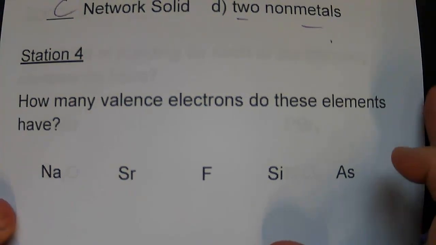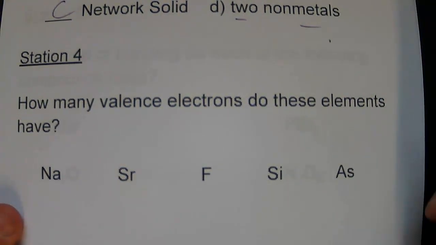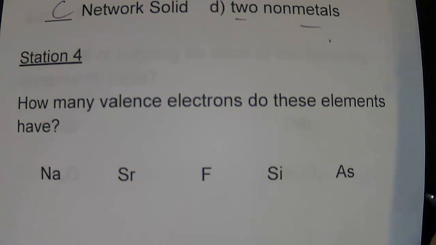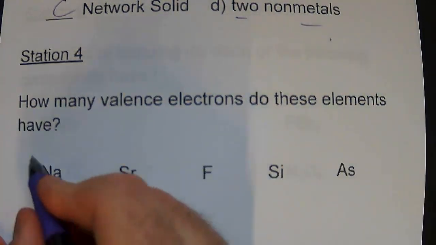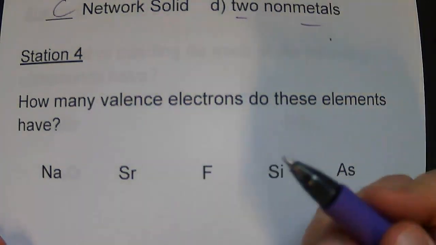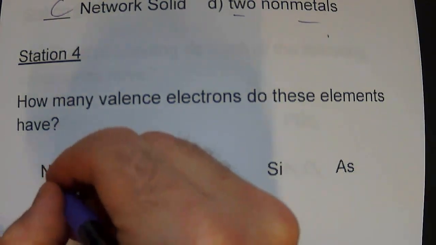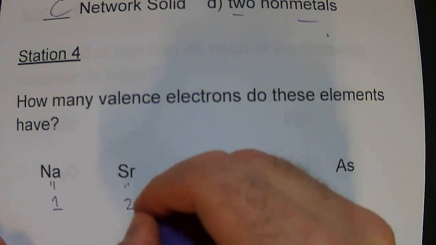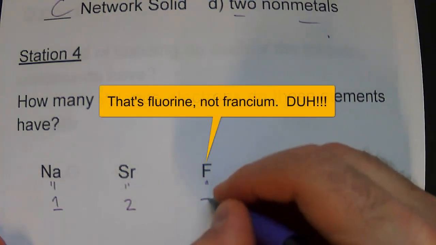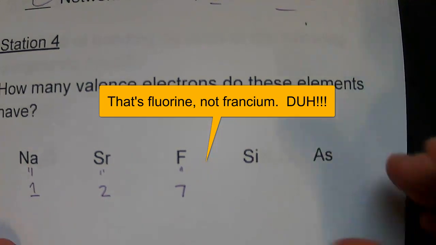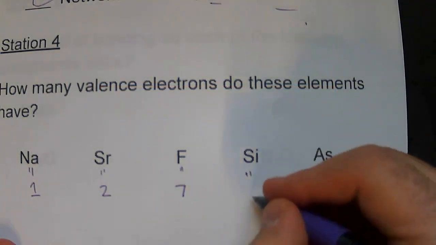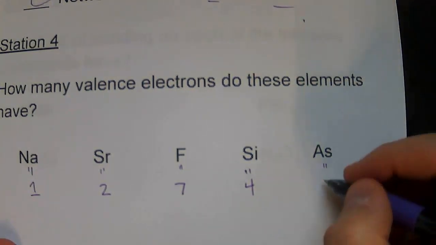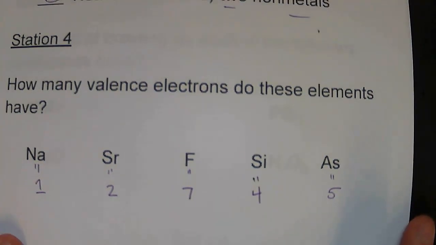Station 4 says how many valence electrons do these elements have. So we just use the periodic table and look at what group number they are. We're not asked to draw the Lewis symbol for these, but we can figure this out. So this is 1 valence electron. Strontium has 2 valence electrons. Francium has 7 valence electrons. Silicon has 4 valence electrons, and arsenic has 5 valence electrons.